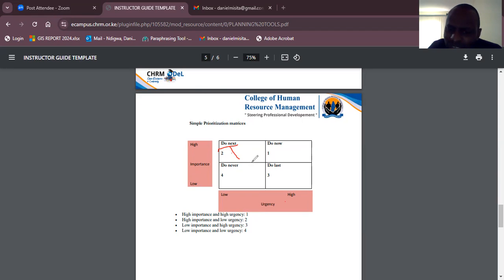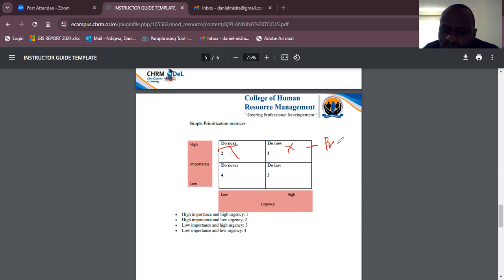If something is not urgent and it's not of importance, sometimes you can decide to wait before you do it. Then we also have number one here. When you look at number one, these are items that have high importance, and they are also highly urgent. They are required urgently. So these are some of the items that you need to put priority first.